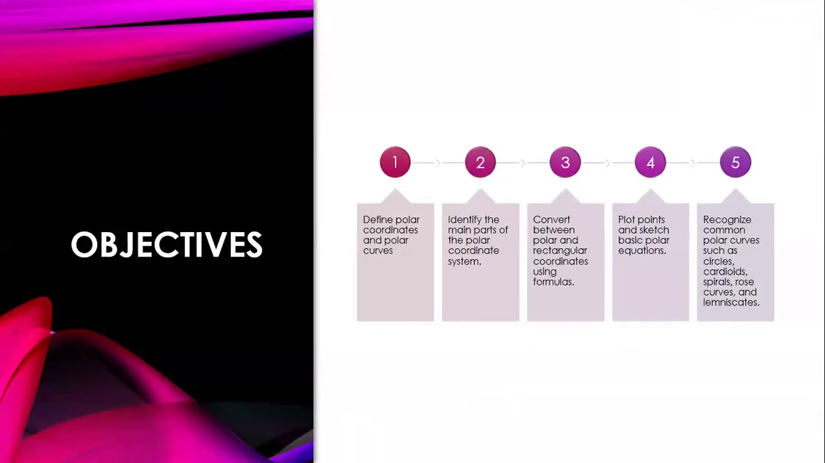So the objectives for this afternoon will be to define polar coordinates and polar curves. Objective 2, identify the main parts of the polar coordinate system. Then we have convert between polar and rectangular coordinates using formulas. Then 4, we have plot points and sketch basic polar equations. 5, recognize common polar curves such as circles, cardioids, spirals, rose curves, and lemniscates.